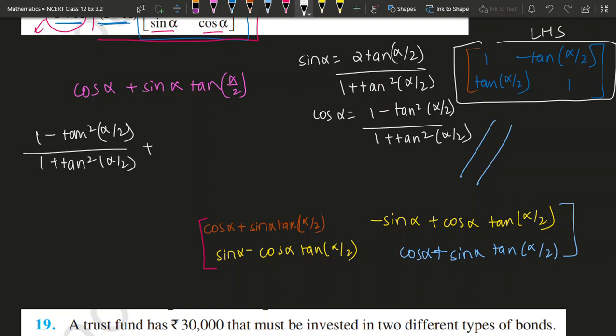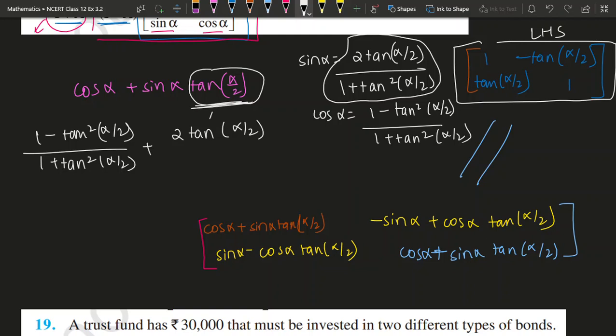Now instead of sine alpha, you put this entire expression right here, and you are multiplying it by tan of alpha over 2. So you would have 2 tan alpha over 2 from the sine alpha, and you are multiplying it by tan of alpha over 2, so you would get 2 tan squared alpha over 2 upon 1 plus tan squared alpha over 2. You add these two expressions, and once you add them, it results in the following expression. The numerator and denominator are equal, so that's just equal to 1.